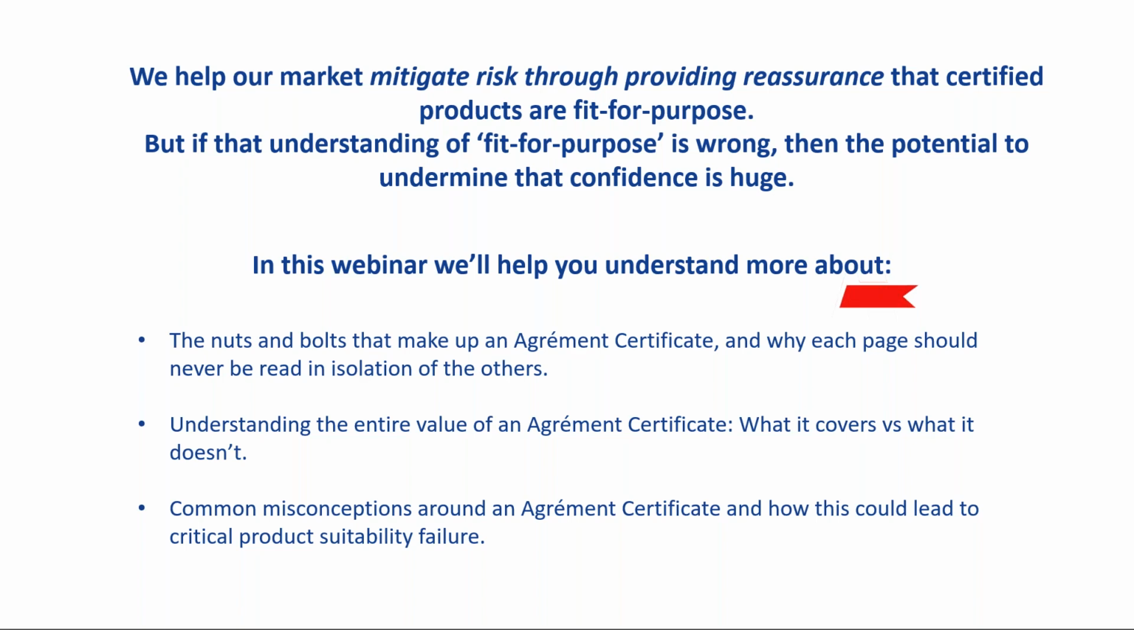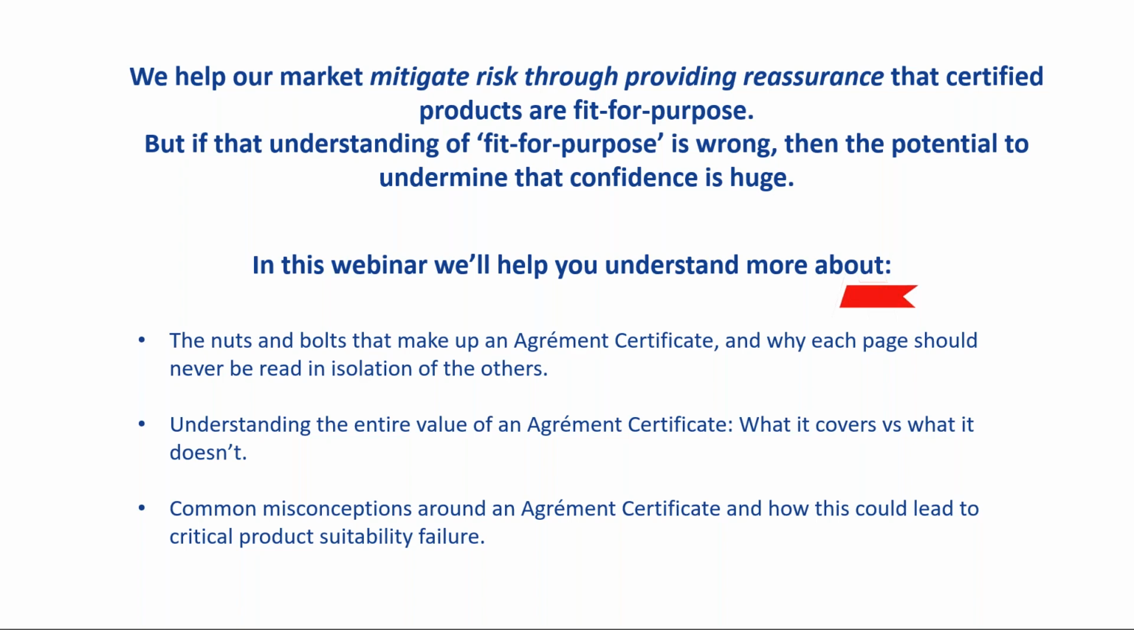So how do we do that? At the BBA, we help our market mitigate risk by providing reassurance that the certified products and systems are fit for purpose. But what if the understanding of the fit for purpose significance is wrong? Then there is potential to undermine the confidence in the certificate and in the product that is being used.